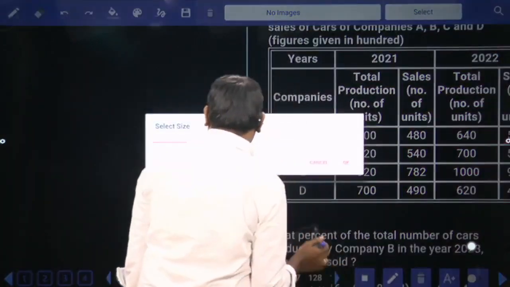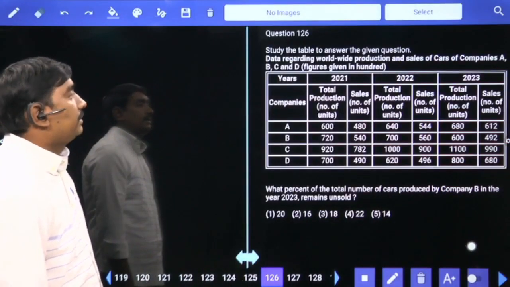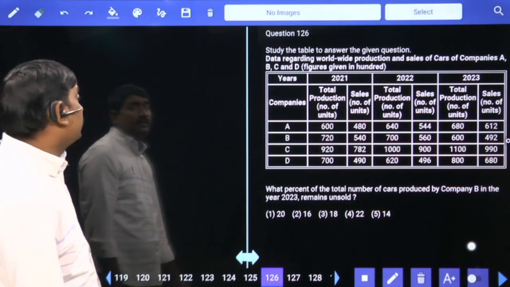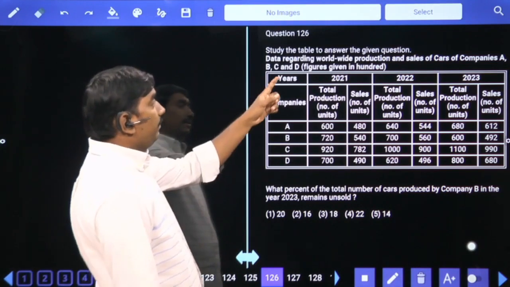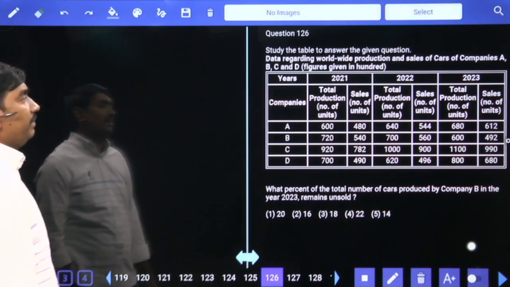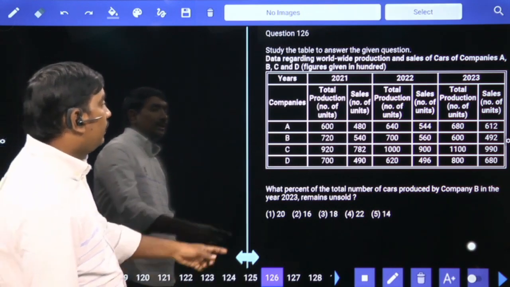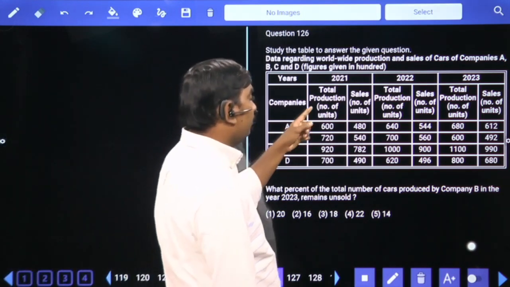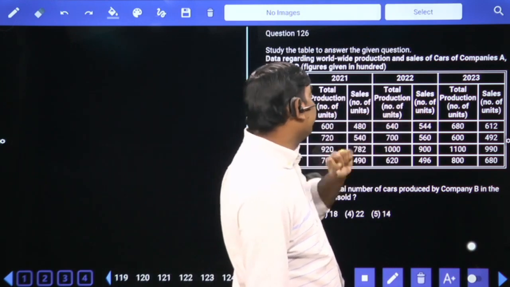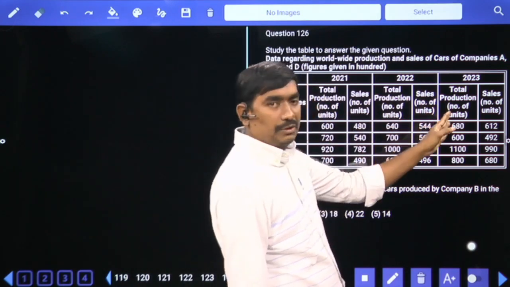Next thing. Study the table to answer the given questions. Data regarding worldwide production and sales of cars of companies A, B, C, D. Figures are in hundreds. Companies A, B, C, D for 2021, 22, 23, with total production and sales.